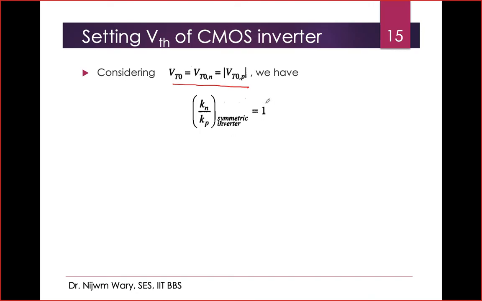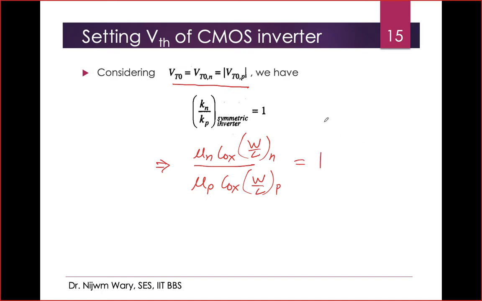Of course this is not the same, but we can approximate it to be 1. So now again, what are these Kn by Kp? As we have mentioned, Kn by Kp is mu n Cox W by L for N, and mu P Cox W by L for P, is equal to 1.